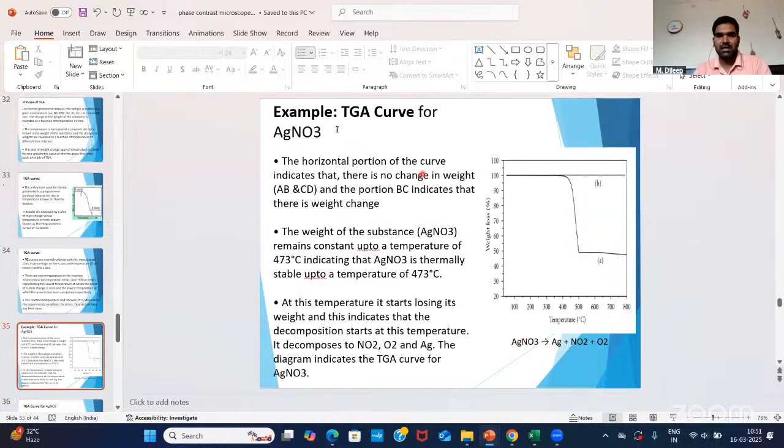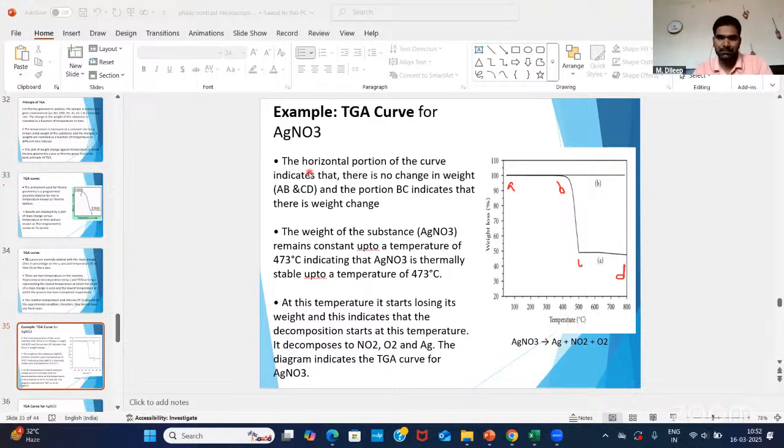Okay. So here is an example of a TGA curve for silver nitrate. A is here, B is here, C, and D. This graph is the plot between temperature and mass, that is, weight against temperature. AgNO2 is decomposed to Ag plus NO2 plus O2, that is, it gives rise to silver plus NO2 plus O2.